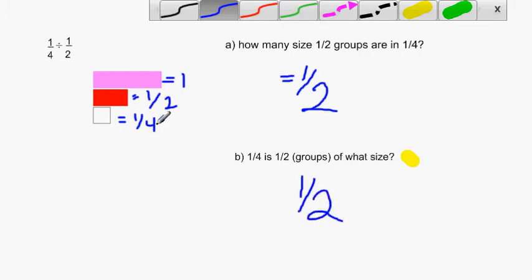It's the same diagram for this one as it was for the A type style. 1/4 is 1/2 of what piece, or what size piece? Well, the white is 1/2 of the red. So what size piece are we talking about? We're talking about the red pieces, and the red pieces are called a half. So again, my answer would be 1/2.